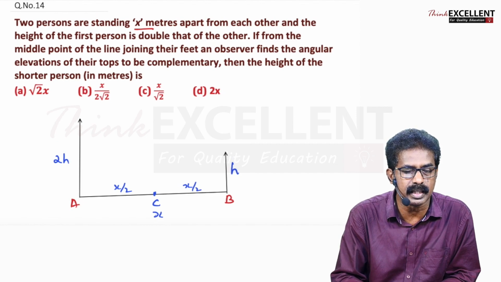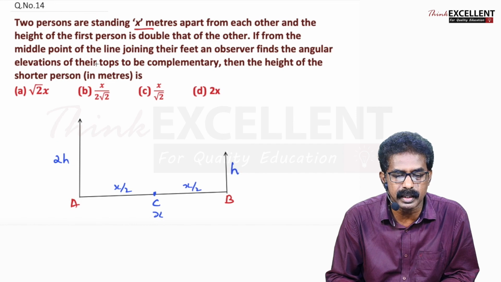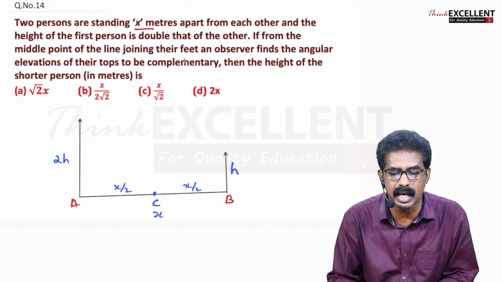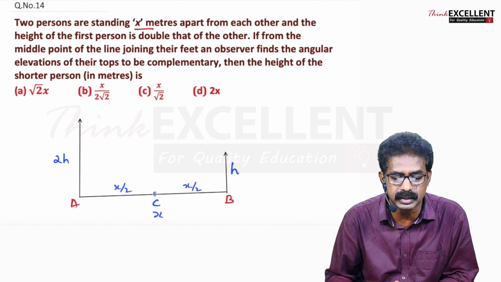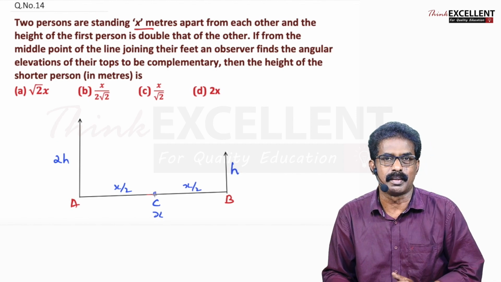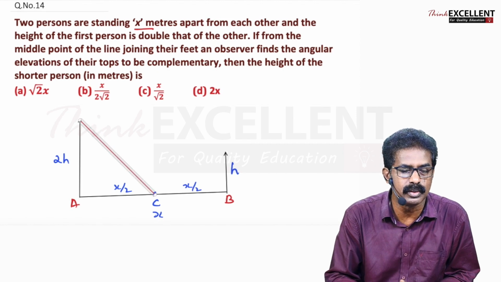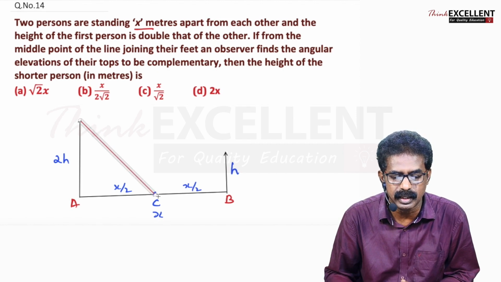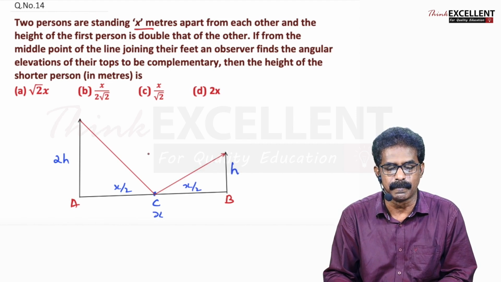Now please listen very carefully. The next one is very important. If from the middle point of the line joining their feet, that is from C, an observer finds the angle of elevation of their tops to be complementary. From C, another person is coming. He is looking the top of the first person. Also, he is looking top of the second person. Okay. So, this is what you are getting.